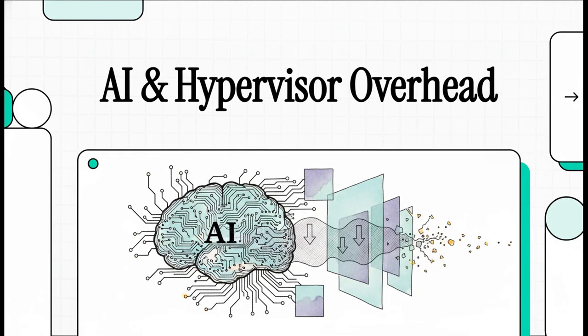We all know virtualization is amazing, right? It gives us this incredible flexibility. But when it comes to really demanding AI workloads, that flexibility comes with a hidden cost. It's a performance hit called hypervisor overhead. Today, we're going to unpack exactly what that is and why getting a handle on it is so crucial for making smart decisions about your AI infrastructure.